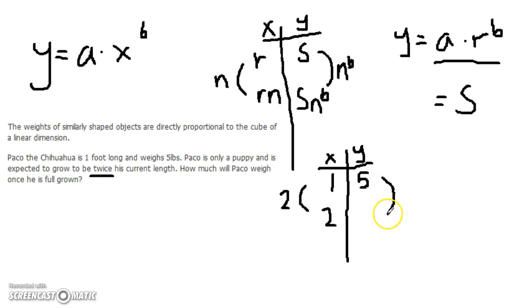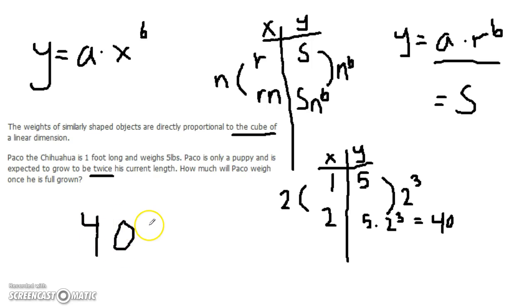And we know here, because of the example with variables, that this is going to be 2 cubed. And we know cubed because of this. So this is 5 times 2 cubed, which is 40. And that gives us the answer to this problem, that Paco will weigh 40 pounds.